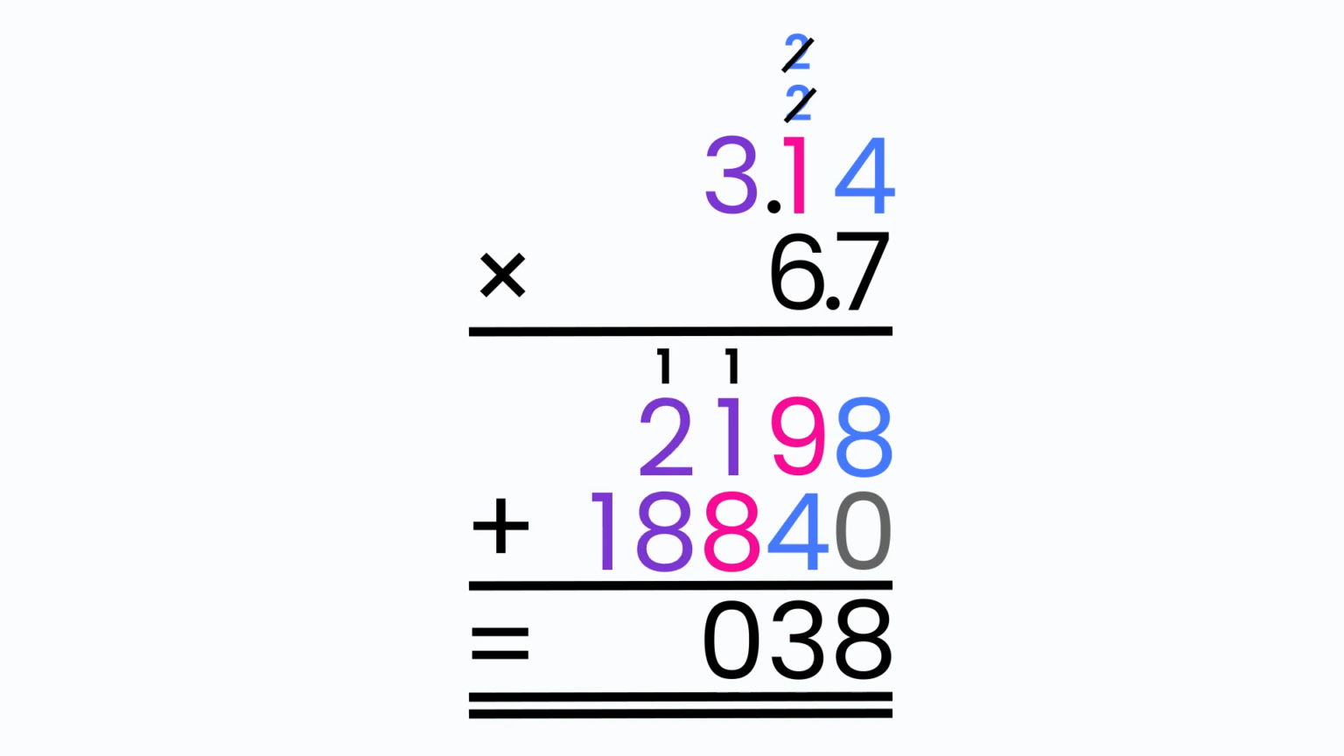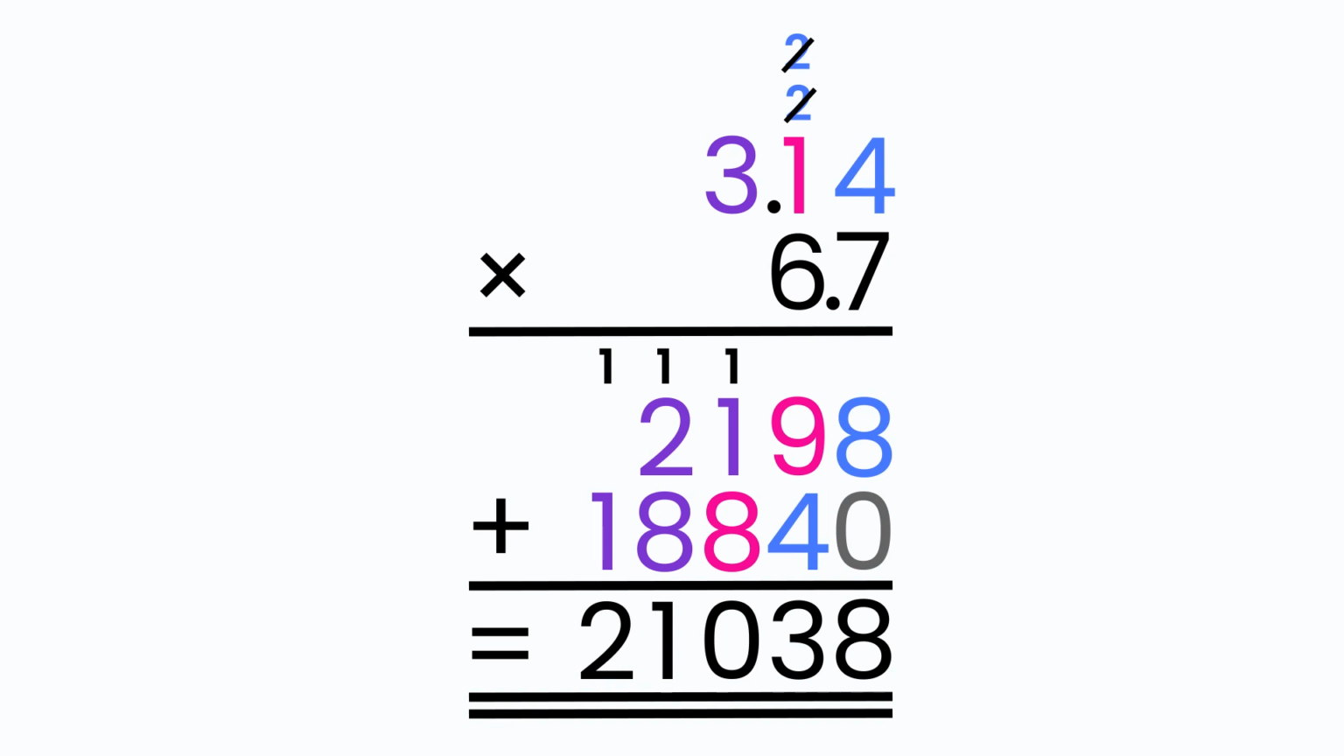2 plus 8 plus the 1 you carried equals 11. So place 1 under the line and carry the 1. 1 plus the 1 you carried equals 2, which you place under the line. By adding the two numbers in the rows, you get 21,038. That can't be right.